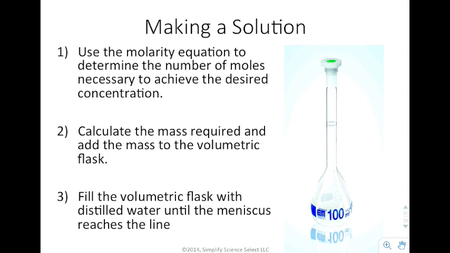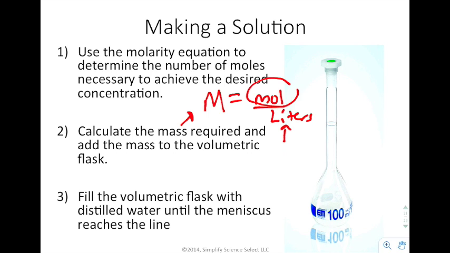Next, in order to create a solution in the lab, you should know that you have to use the molarity equation to determine the number of moles necessary. So here's the molarity that I want. Molarity is equal to moles divided by liters. When you're in the lab, you have to make a certain volume of solution, and you know what molarity you want, so that allows you to calculate the number of moles. Once you have the number of moles, you calculate the mass required: now I have the moles, and I can go from moles to grams using the molar mass.